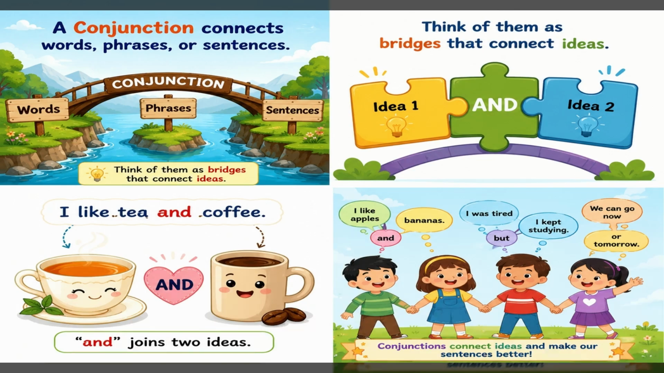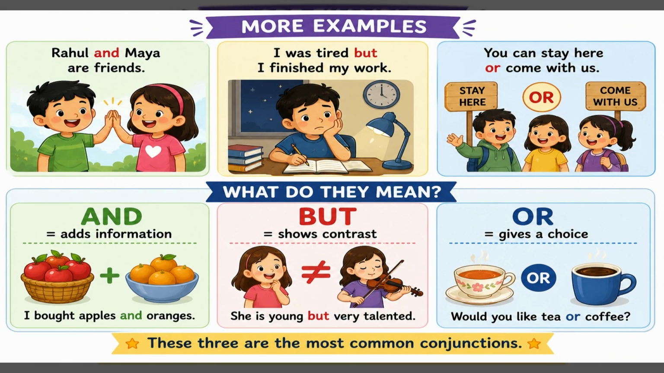A conjunction is a word that joins words, phrases, or sentences together. You can think of conjunctions as bridges. Just like a bridge connects two places, conjunctions connect two words or ideas. Let's look at a few examples. Rahul and Maya are friends. Here, and connects two names, Rahul and Maya.